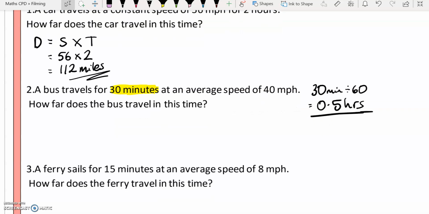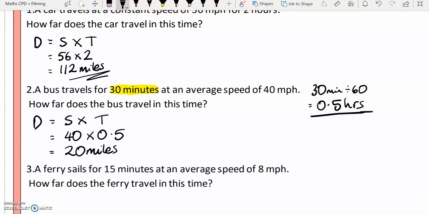So it says, how far does the bus travel? That's the distance, equals speed multiplied by time. The speed is 40 miles per hour. We multiply that by the time, which is 0.5, because it's half an hour. And that's going to be 20 miles. And hopefully that makes sense. Every 1 hour we go 40 miles. If we've only gone for half an hour, we've gone half of 40 miles, which is 20 miles.